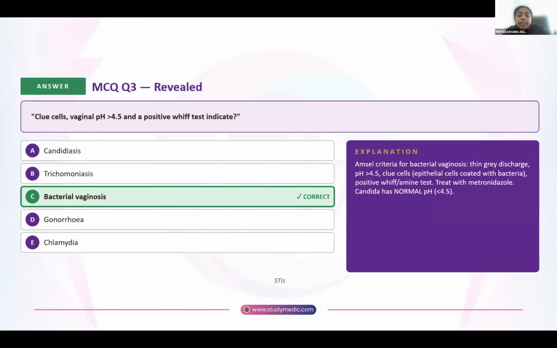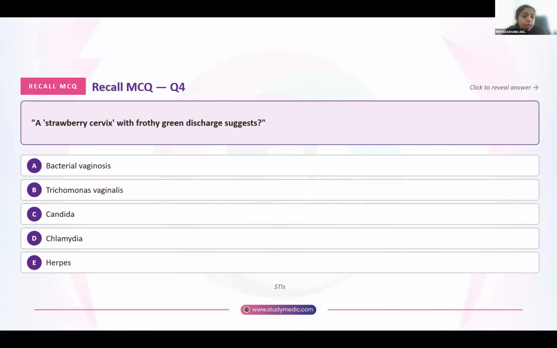The discharge is a thin gray discharge. The pH is more than 4.5. It has clue cells. It has a positive whiff or amine test, and the treatment of choice is going to be metronidazole. Coming to the next recall.